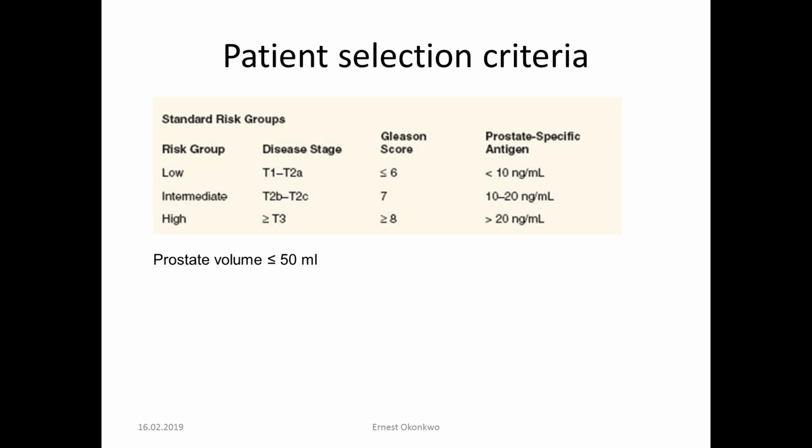It's important that the team, anyone who is involved in brachytherapy or in low dose rate prostate brachytherapy, knows the patient selection criteria. It's very important. So with us, we do the low and intermediate risk groups. We don't do the high risk group. The prostate volume should be less than or equal to 50 milliliters.